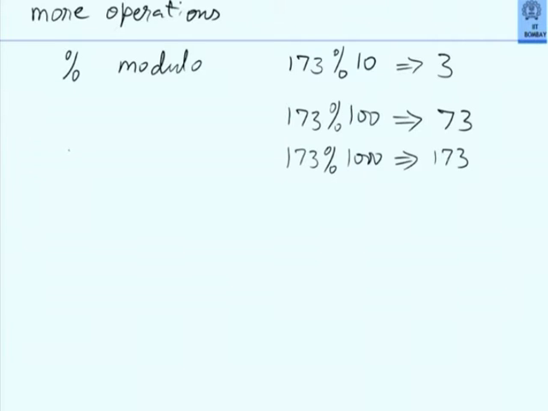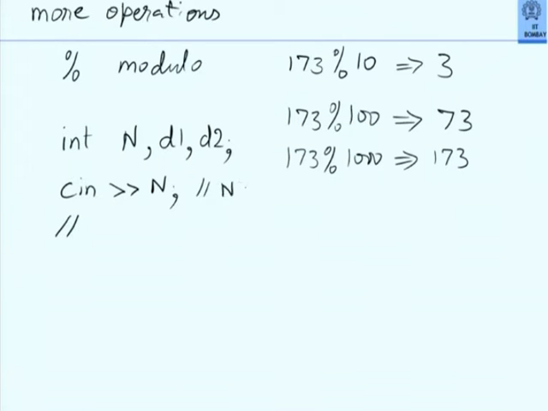For example, if I have a program wherein I have defined int n, and let us say I want to find out the first digit and the last digit of a four-digit number. So suppose it's a four-digit number. What will a four-digit number be? Not 0001, that is not a four-digit number. 0001 is one, a one-digit number. So what is the smallest four-digit number? 1000. What is the largest four-digit number? 9999. So suppose a four-digit number is given. And now you are asked, find the sum of the first and the last digit.